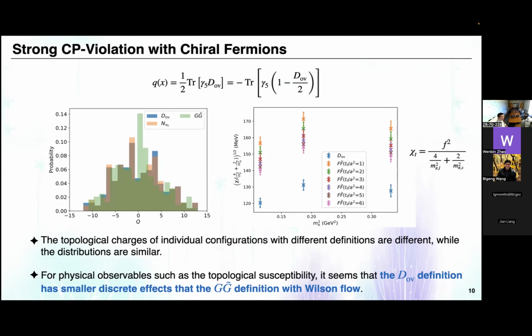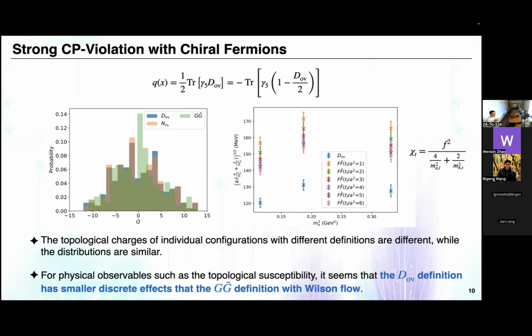So here, this figure shows the total topological charge distribution inside a gauge ensemble with different definitions: the overlap definition, the eigenvalue zero mode definition, or the G G-tilde definition with some smearing. We can see that if you look at the topological charge for any individual configuration, it seems they don't have the same value. But if you look at the whole distribution, the shapes of the distributions are kind of similar.